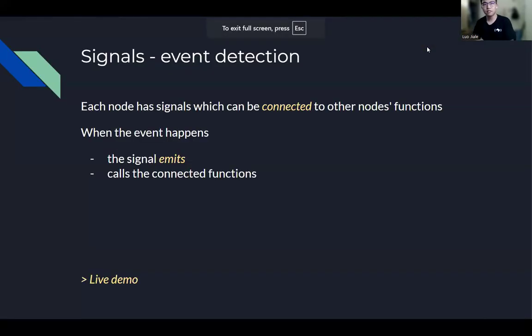Okay, so the signals are just used for event detection, right? And each of the nodes, you have seen from the inspector, has a list of signals that you can choose. And these signals can be connected to the functions in other nodes, in any node you want. So what do I mean by connecting them? When the specified event happens, this signal will be emitted, which means that it is triggered, and then all the connected functions will be called.